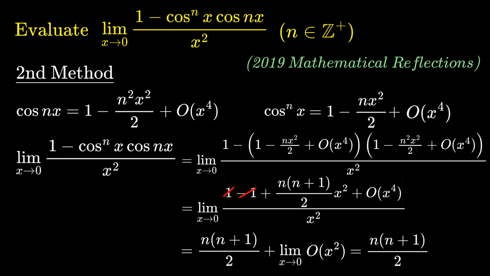Hence, the final answer is just n times (n + 1) over 2, which is the same answer we have previously.